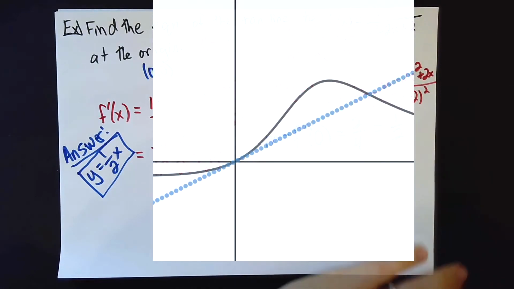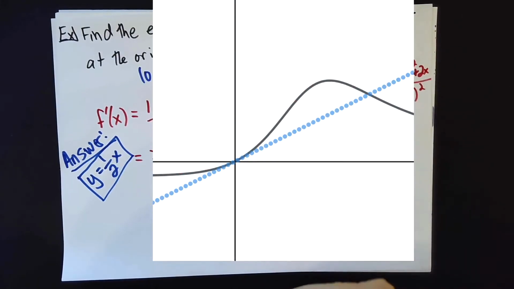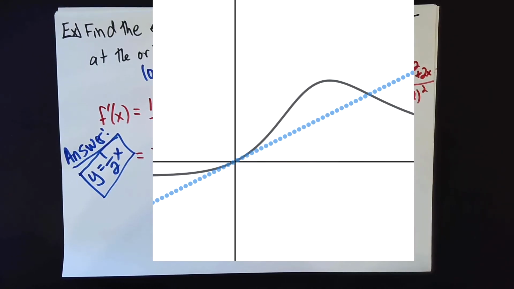Here's a graph of our f of x. That is, this is a graph of x over x squared minus 2x plus 2. And our answer, y equals 1/2 x, which was supposed to be the tangent line at the origin. First thing, looking at the graph, hey, it really does look like the tangent line at the origin. Great, so we can be almost positive that we got the right answer.